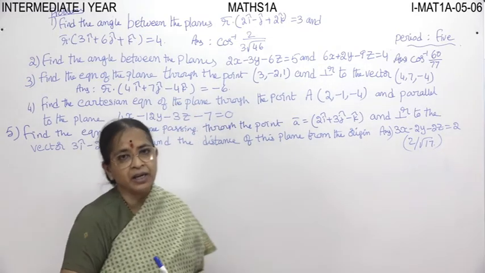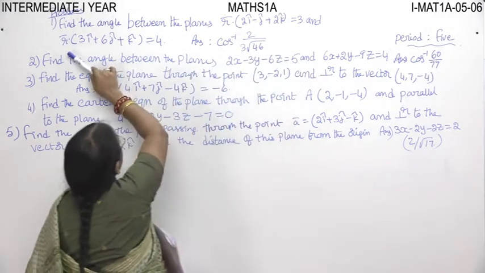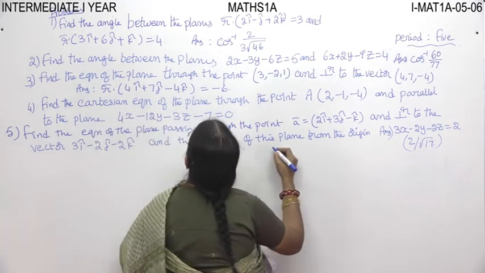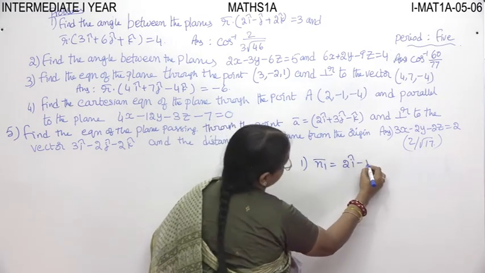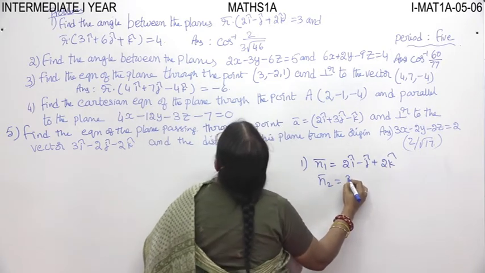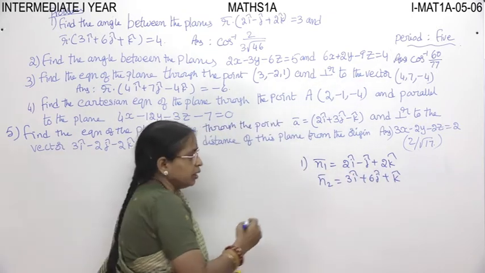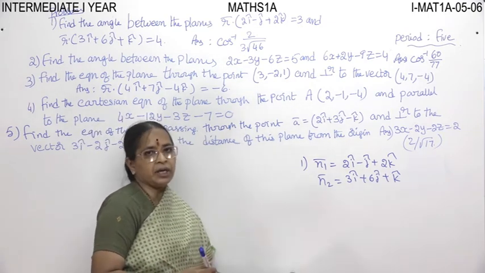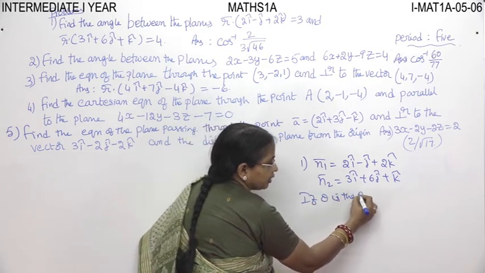See, first one is find the angle between the planes. As I explained, when you have r dot n1 is equal to b1 and then r dot n2 is equal to b2, the angle between them is given by cos inverse of. So in the first problem, you are given n1 as 2i minus j plus 2k, and then n2 is 3i plus 6j plus k. These are the values. First you write the given planes, you write the two equations, and then you write n1, you write n2, and then you write if theta is the angle between the planes.